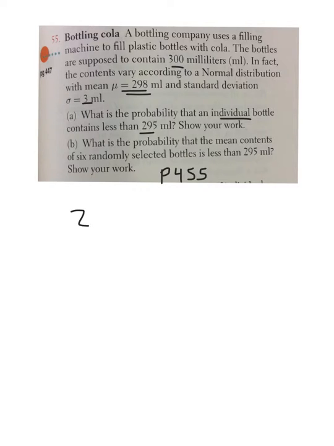So z-score with the number that we're interested in, which is 295, subtract the average for that population, 298, and divide it by the standard deviation. Let's see what that z-score is. Well, the z-score is -1. Let's see. What's the probability that an individual bottle contains less than that? Okay. So we're not going to subtract it from 1.